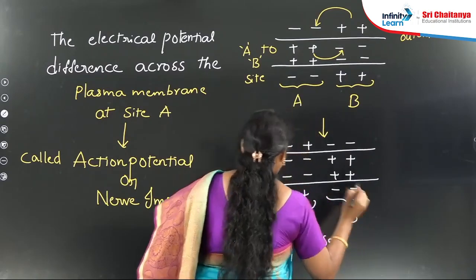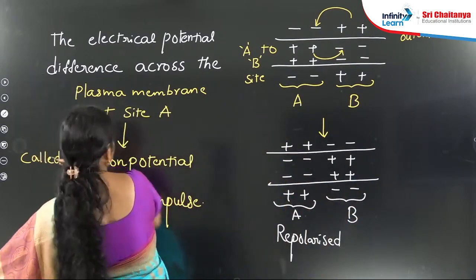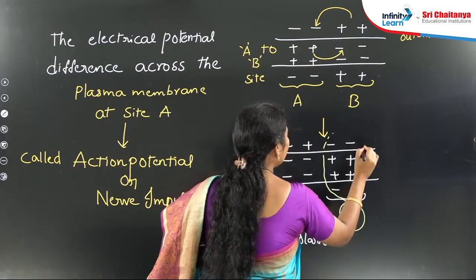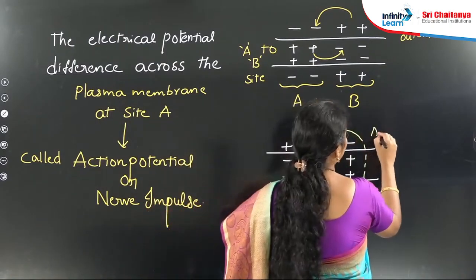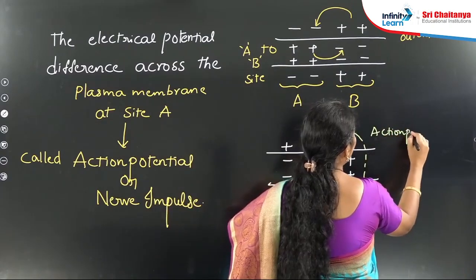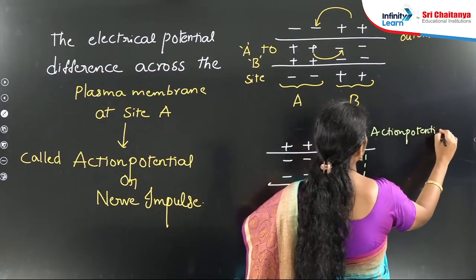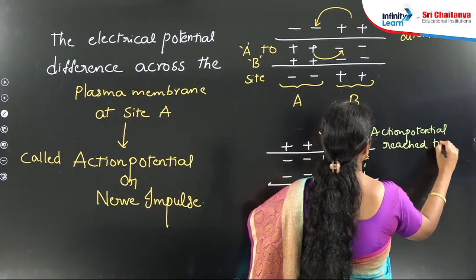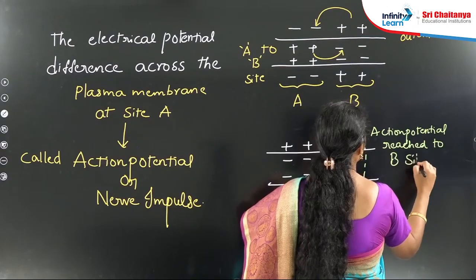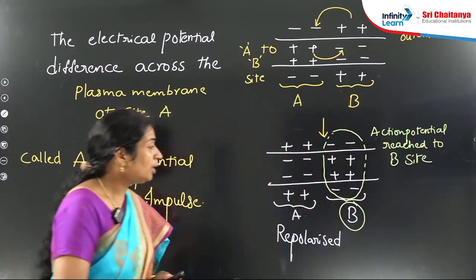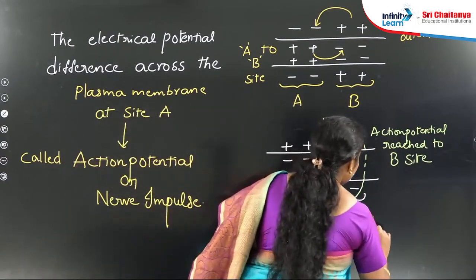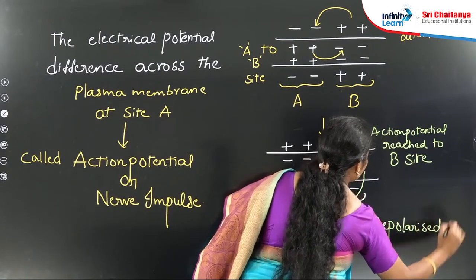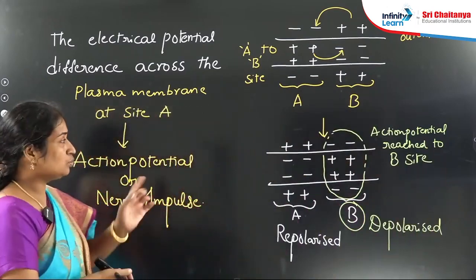This is B site. Now where is the action potential? Earlier it was at A site, now the action potential has reached B site. Then the B site automatically becomes depolarized. Okay, this is known as conduction.